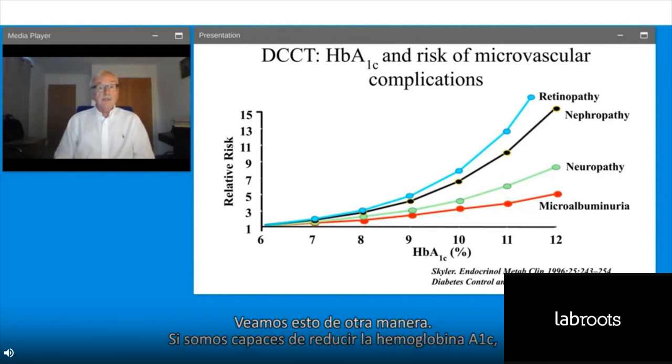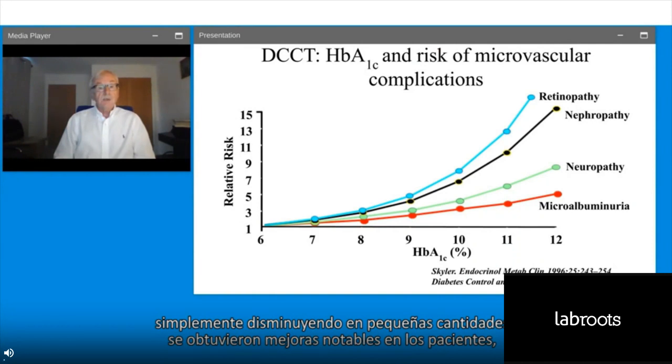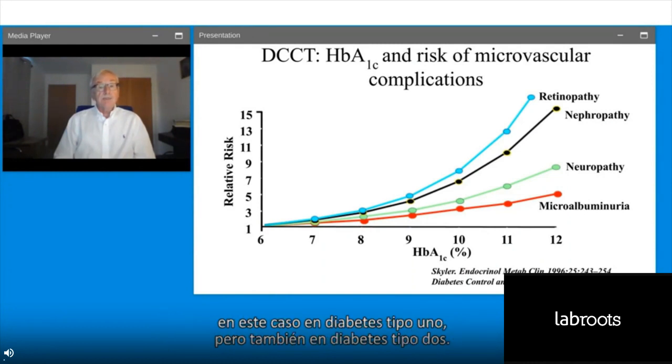Let's look at it the other way. If we were able to lower the hemoglobin A1c, we could decrease the levels of these conditions. As you can see from this graph, just decreasing by small amounts had remarkable improvements in patients, in this case with type 1 diabetes, but also with type 2 diabetes.